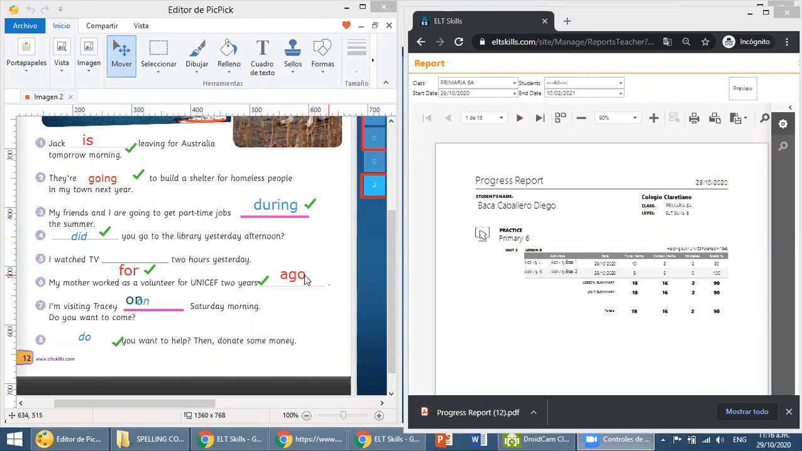Alison, did you finish the activity K? The number one is, no? Jack is. The number two, they are going. The number three is during. The number four, did you, no? Past. The number five, Alison, is for. For 2 hours. The number six, ago. Now they are talking about past. Seven, on Saturday, no, it's specific. And finally, A, do.